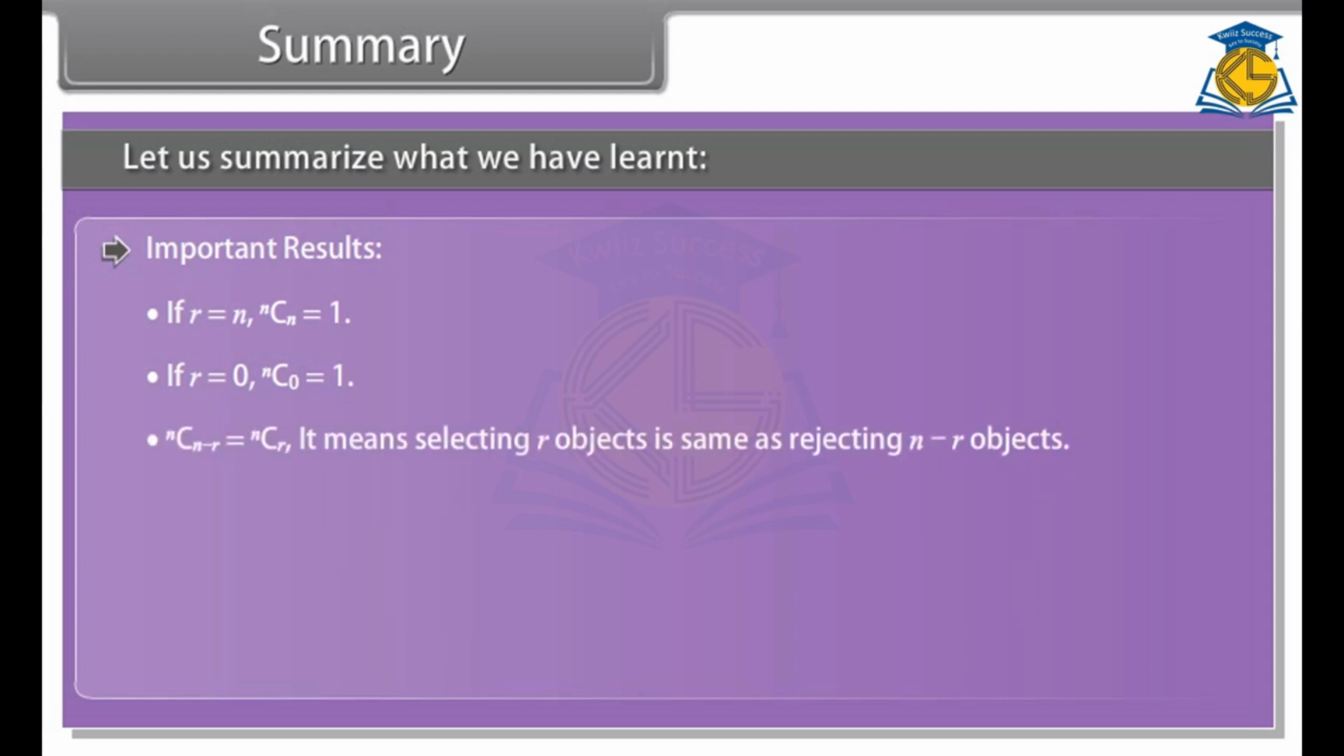nCn minus r is equal to nCr. It means selecting r objects is same as rejecting n minus r objects. nCa is equal to nCb. It means a is equal to b or a is equal to n minus b. That is, n is equal to a plus b. nCr plus nCr minus 1 is equal to n plus 1Cr.